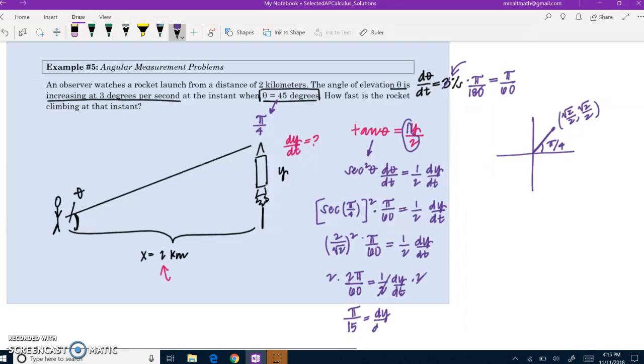Now, because we're working with an application problem, we want to go ahead and round that value and see what that's equal to. So let's go ahead and plug that into our calculator, pi over 15. And so when I do that, I get a dy dt value of 0.209, and we're dealing in kilometers per second, so that's going to be what our value is reported in.